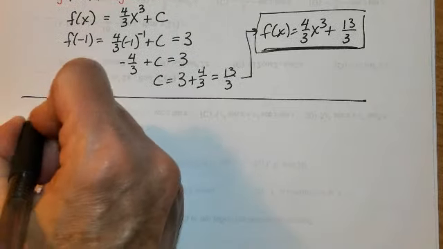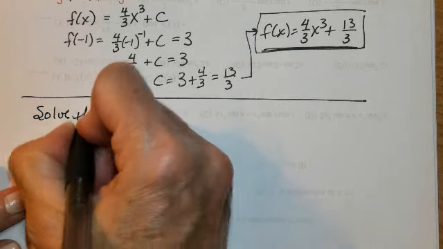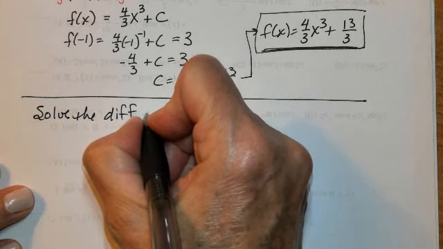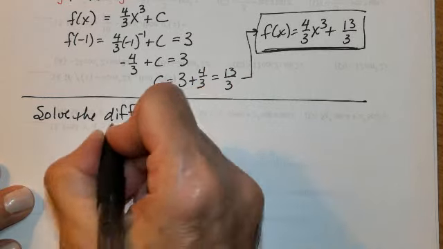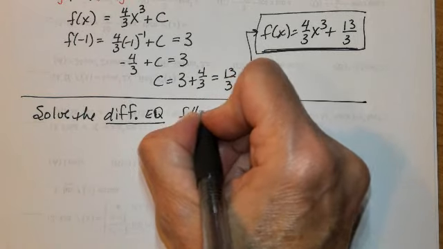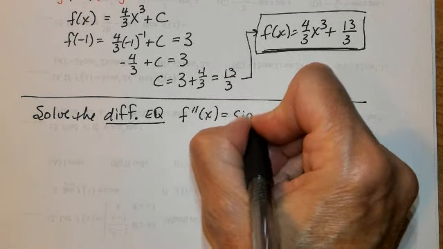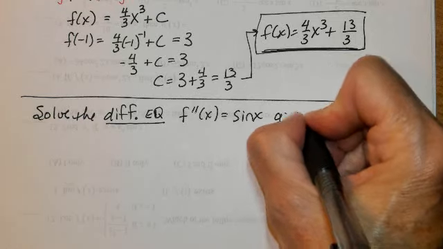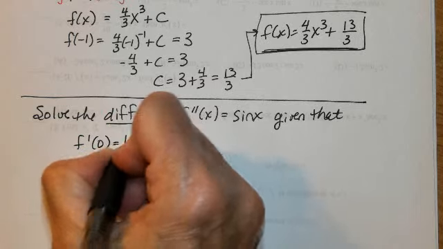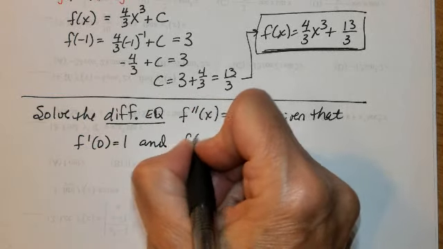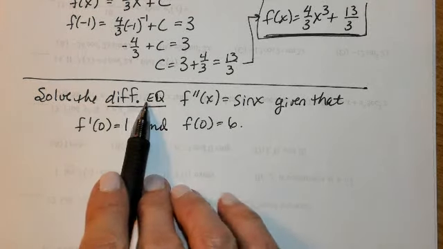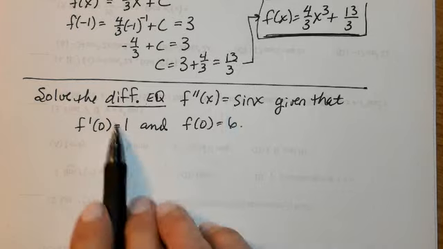What about this one? Let's solve this differential equation. I will start abbreviating differential equation as Diff EQ because it's quite a bit to write. Solve the differential equation f double prime of x is equal to sine x, given that f prime of 0 is 1 and f of 0 is 6. So now we have several criteria. We're finding a function that meets all of these.